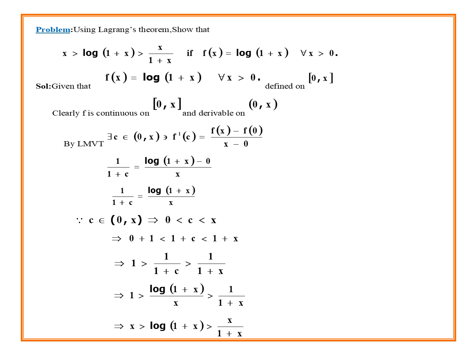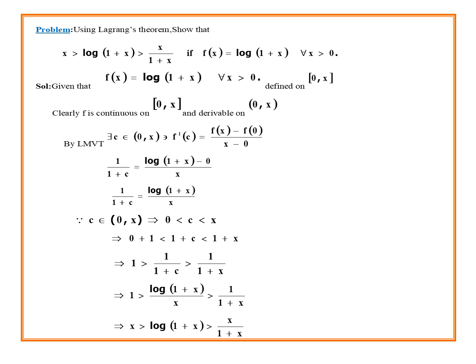Next problem on Lagrange's mean value theorem. The given problem: using Lagrange's theorem show that x > log(1 + x) > x/(1 + x), if f(x) = log(1 + x) for all x > 0. Solution: the given logarithm function f(x) = log(1 + x) for all x > 0, defined on the interval [0, x]. Clearly f is continuous on the closed interval [0, x] and f is derivable on the open interval (0, x).